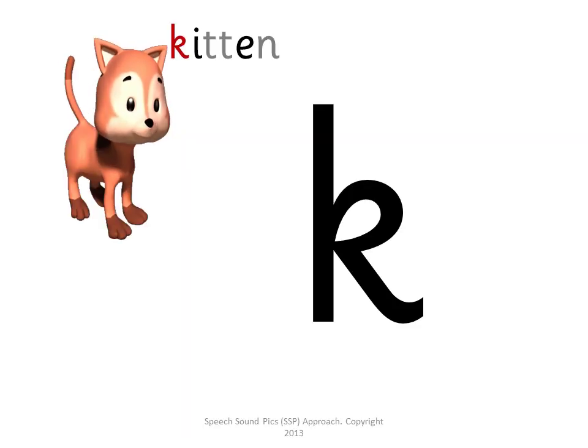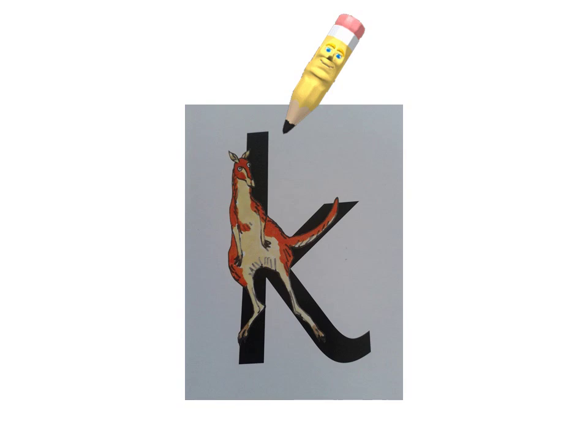K, k-it-ten, kitten. It's another picture of a k. Down the kangaroo's body, tail and leg.